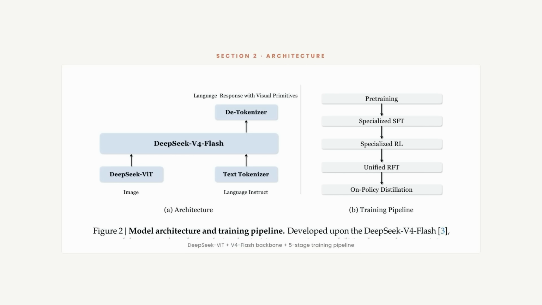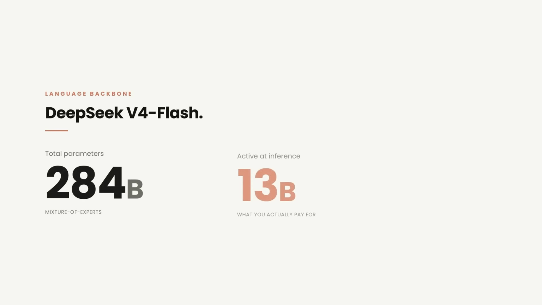The language backbone is DeepSeek v4 Flash, which is the smaller of the two v4 variants that were released. And we're talking about a 284 billion parameter mixture of experts with 13 billion active parameters. So you're getting frontier-grade reasoning, but only paying for 13 billion parameters at inference. And this visual encoder is where the efficiency story really shows up.